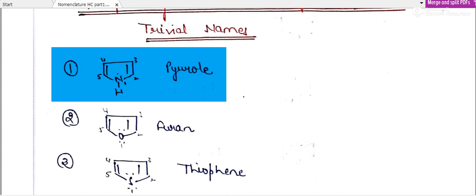So you have to memorize these structures, and you have to memorize the names of these structures. So that's all for this lecture. Thank you.